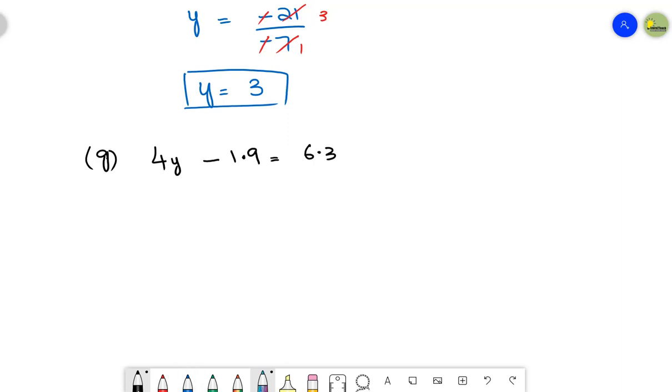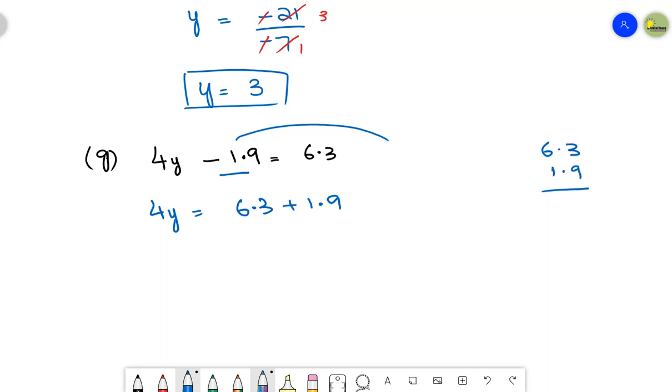Okay, it's a decimal type question, decimal number minus 1.9. It is independent of y. That's why I need to move it first. So 4y remains over here, 6.3 added with 1.9. Now just add these two numbers, 6.3, 1.9. 9, 10, 11, 12. 1 will be carry and 2 will be written here. Write down the decimal point, 6, 7, 8. It will be 8.2. So 4y equals to 8.2.